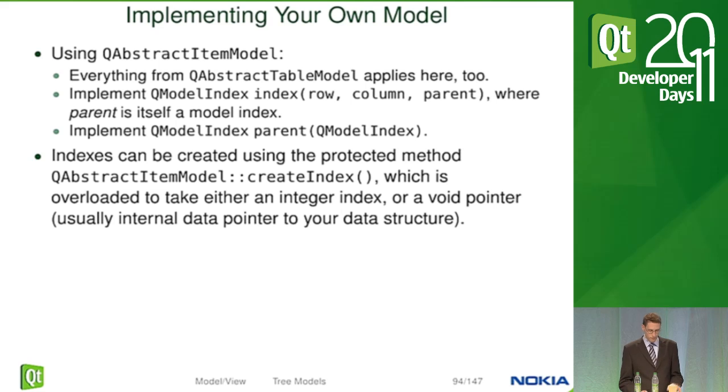Easy, right? Just implement two new methods. Yep. One is called index, the other is called parent, and you need to create a QModelIndex, and you'll just do that by calling createIndex. Yep. That's the method. Okay, good. How hard can it be?